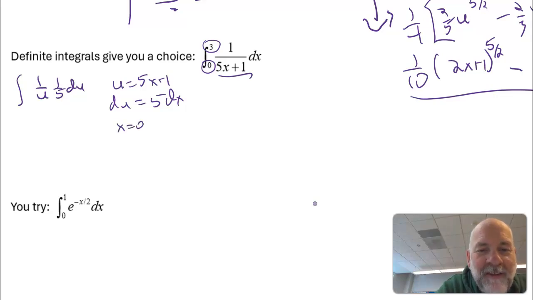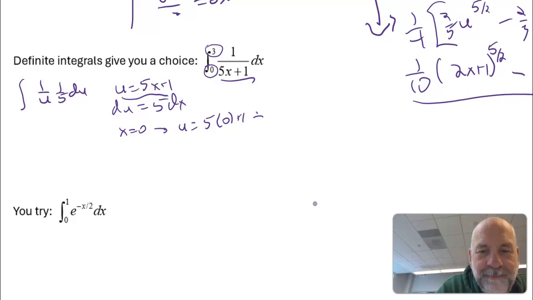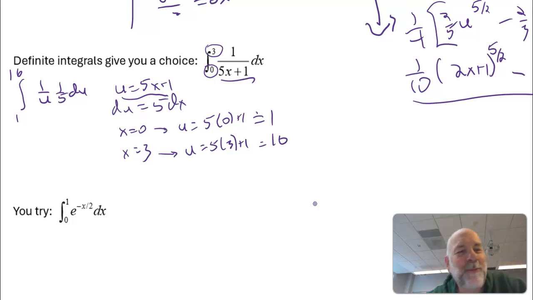Well, I say, when x is 0, u is 5 times 0 plus 1. I just used my equation that tells me how to turn x's into u's. So u is 1. And when x is 3, then u is 5 times 3 plus 1, so that's 16. So now this problem has become this. It just looks a lot different, but it's 1 over u times 1/5 du from 1 to 16 instead of 0 to 3.